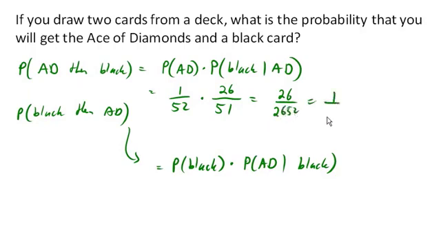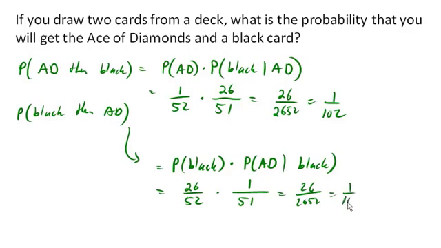Here, the probability of getting a black card on the first draw is 26 out of 52. Here, the probability of getting an ace of diamonds, given that the first card was black: if the first card was black, then there's one less card in the deck, but we know the ace of diamonds is still there, so there's still one of them. And so we end up with 26 out of 2652, which is 1 out of 102. So in both cases, the probability is 1 out of 102.